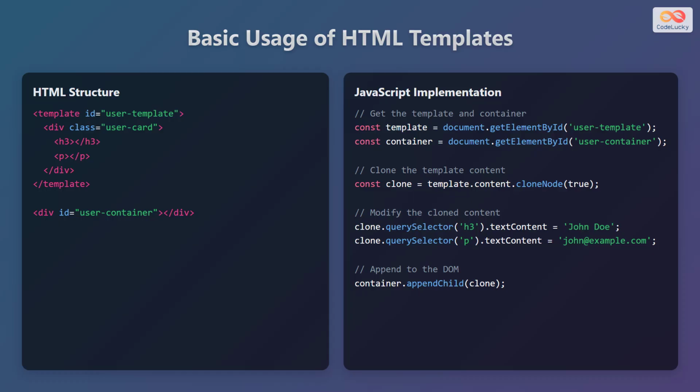Here is the JavaScript implementation. First, get the template and container using their respective IDs. Then clone the template content. Next, modify the cloned content by setting the heading text content to John Doe and setting the paragraph's text content to john@example.com. Finally, append it to the document object model by adding it as a child of the container.